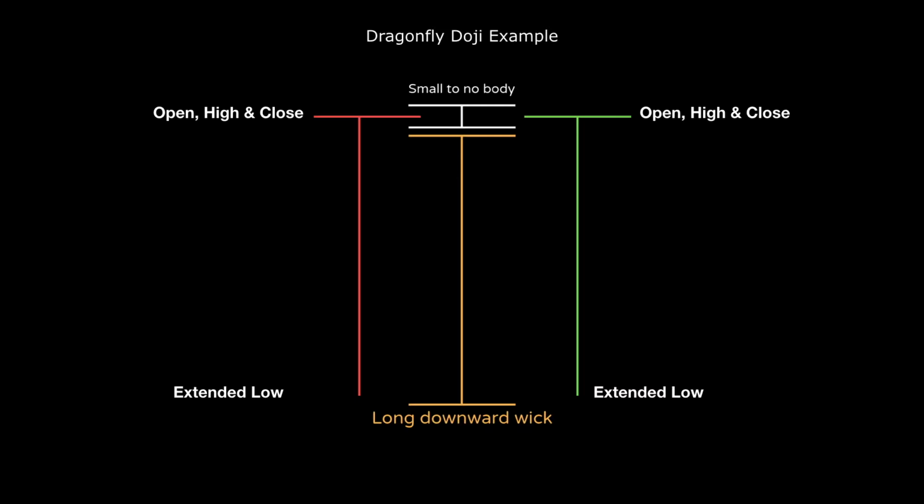Okay, so what is a Dragonfly Doji? A Dragonfly Doji is formed when the buyers in the market have essentially managed to push the session's candlestick from a session low back to the session's open price. A session can be the price movement within a certain time frame, e.g. 1 day, 1 hour, 15 minutes.